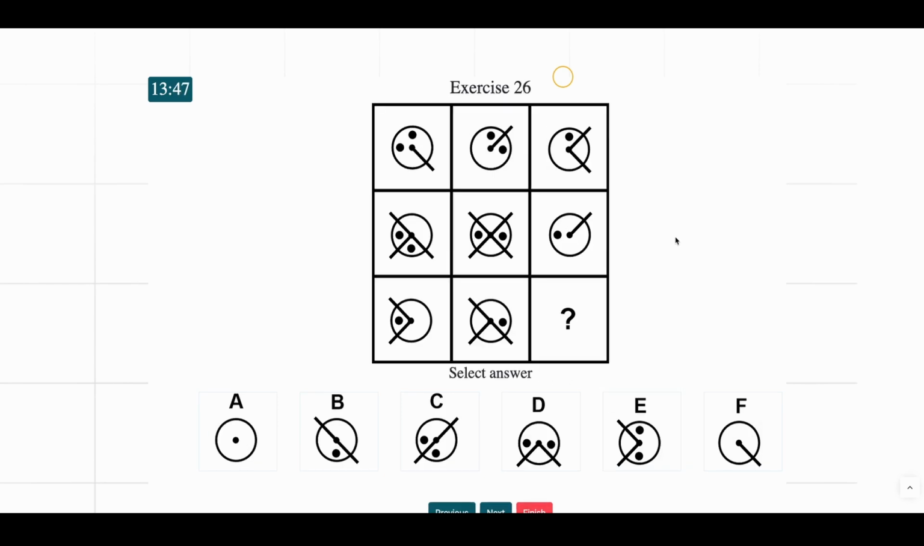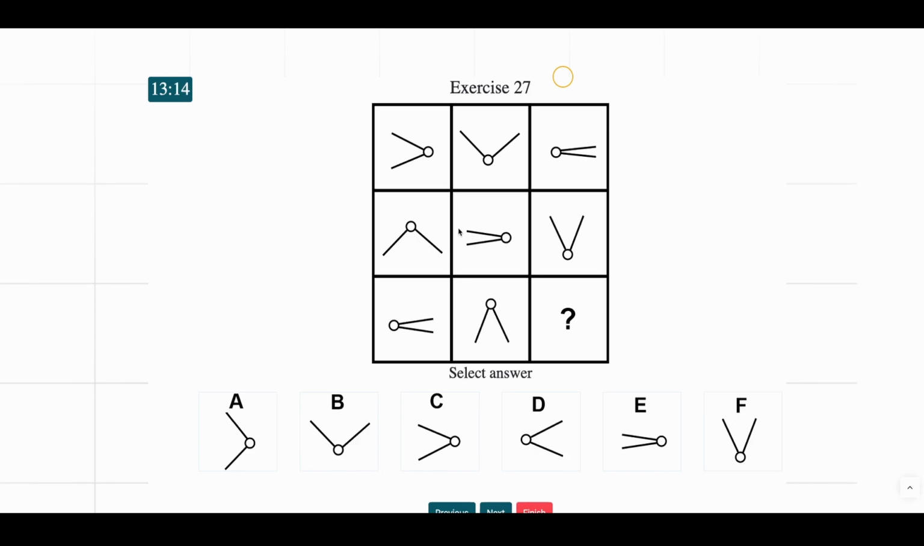For exercise 26, this is a combination of an AND and exclusive OR. You can see that the circles, only the ones that match carry over, but with the lines, they combine, and anything that overlaps is canceled out. So here, no dots match, and both this line and this line get canceled out. So the only thing left over is a line going to the bottom right, so the answer is F.